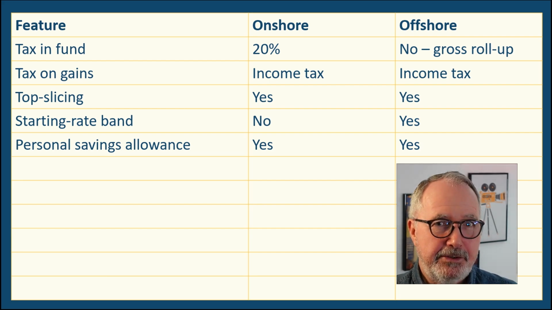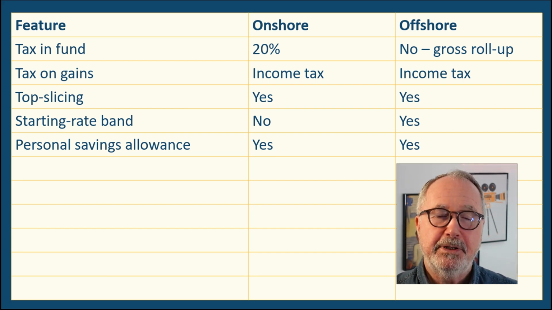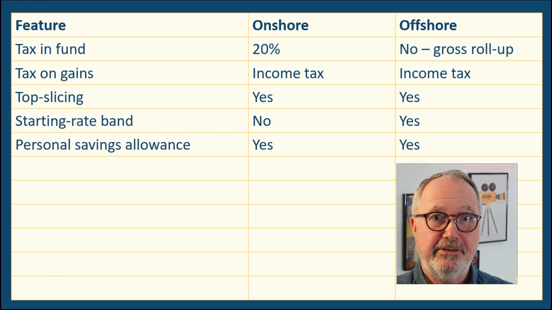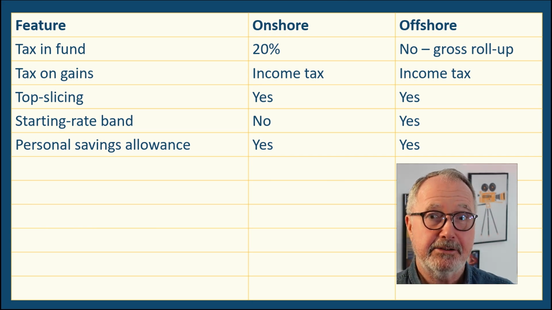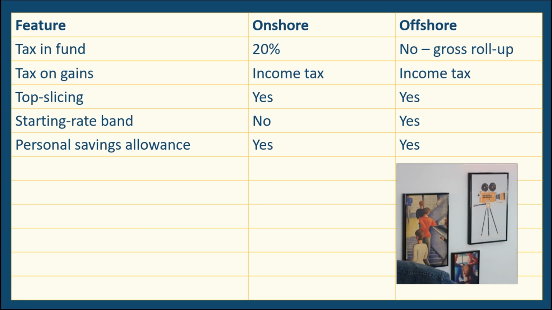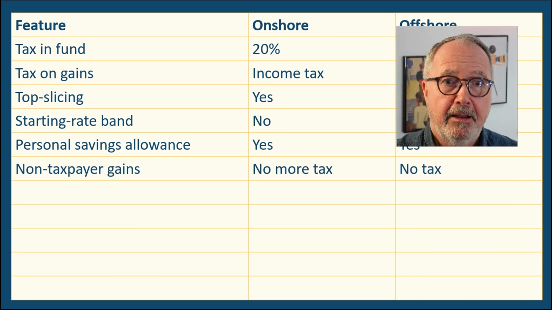Personal savings allowance you can use for both, because this is effectively interest, you see, from a bond. That's how it's categorised. So you get your personal savings allowance and your starting rate band for deposit tax, savings tax on these things. Let's just pop up there, get out of the way.